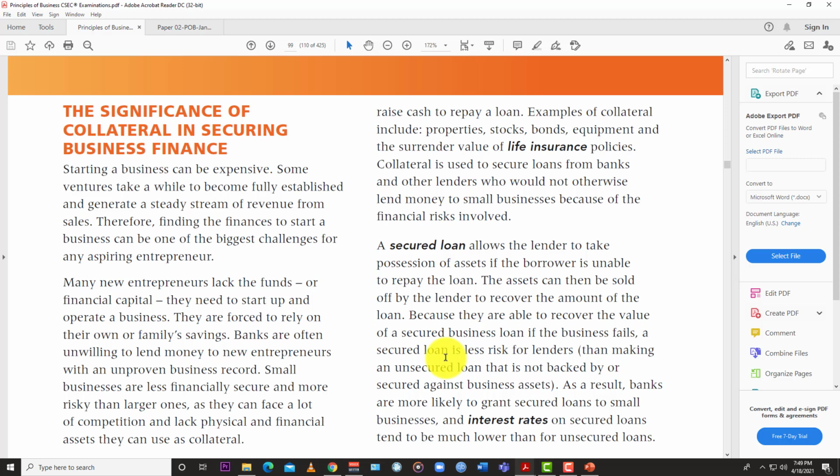They know that if this person fails to pay back my loan, I could just sell the collateral that they have and get back the value of the loan. For the borrower, they know that using collateral, if it's a good enough collateral, a good enough asset, they can actually get the loan that they seek. So those are the benefits to both parties. So collateral is used to secure loans from banks and other lenders who would not otherwise lend money to small business because of the financial risk involved. So that's it. That's very simple.